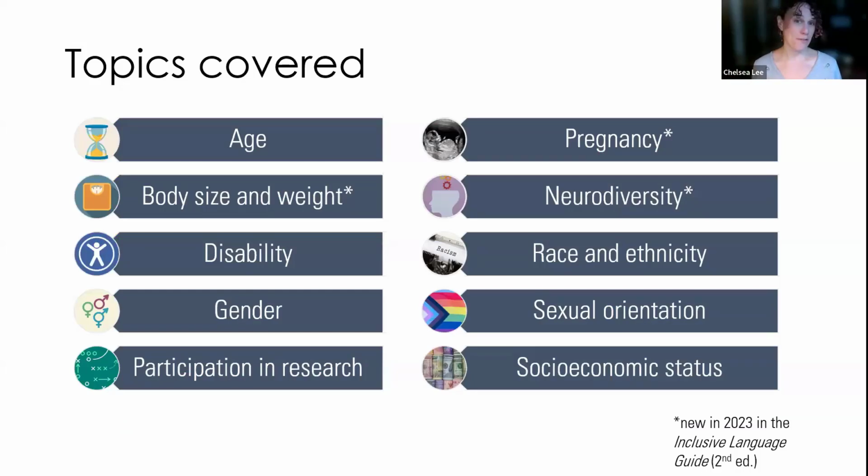So APA has a wealth of resources about different topics for inclusive language, including age, body size and weight, disability, gender, participation in research, pregnancy, neurodiversity, race and ethnicity, sexual orientation, and socioeconomic status. The ones with asterisks, which are body size and weight, pregnancy, and neurodiversity, are new topics for APA that are part of our Inclusive Language Guide, second edition, that was published in 2023. So if you haven't tuned into APA's resources recently, please definitely check those out.